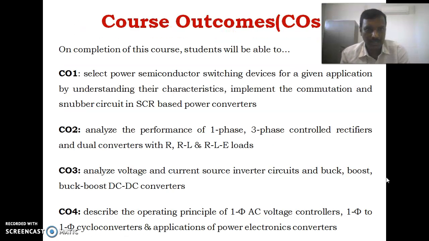After completion of this course, the student will be able to learn the power semiconductor switching device for a given application, what type of device to choose based on its characteristics, and also which type of commutation is used, and snubber circuits for protection of SCRs. So this is the first outcome the student will be able to learn.